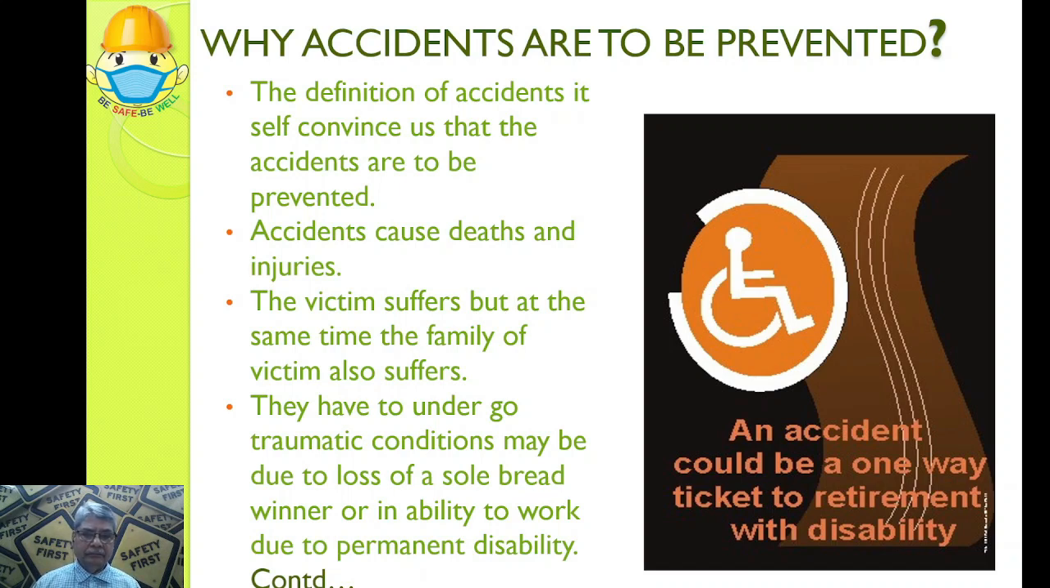So the definition of the accident itself convinces us that the accidents are to be prevented, because the accident causes deaths and injuries. Now we have seen that the victim suffers, but at the same time the family of the victim also suffers. They have to undergo traumatic conditions, maybe due to loss of a sole breadwinner or his or her inability to work due to permanent disability. So friends, the accident can be a one-way ticket to retirement with disability. It is very sad.